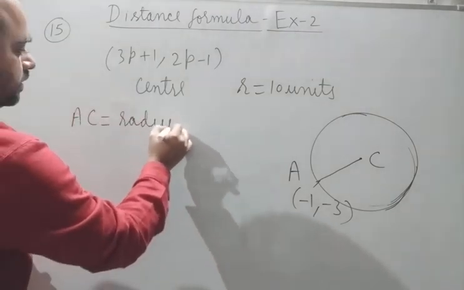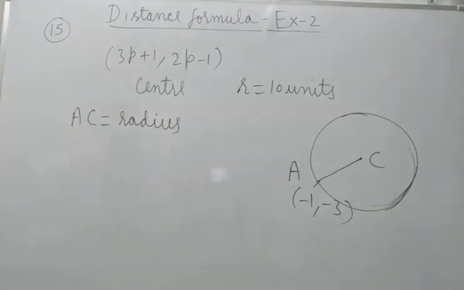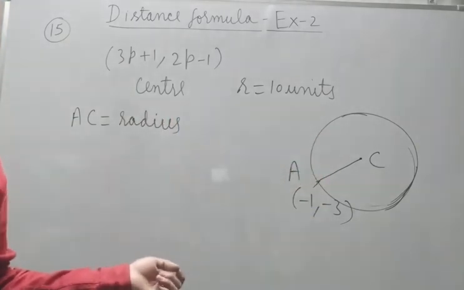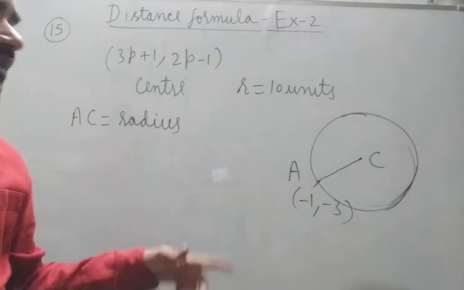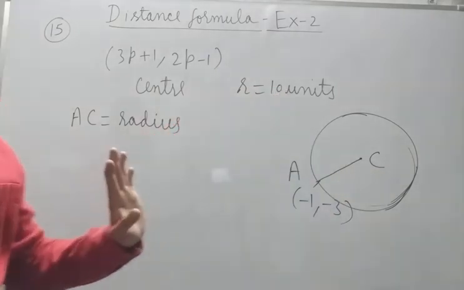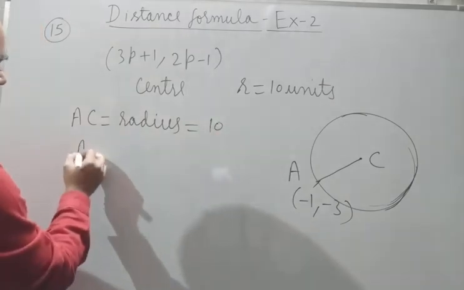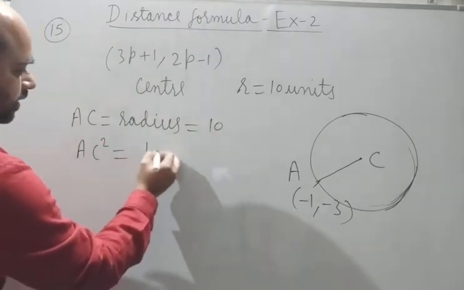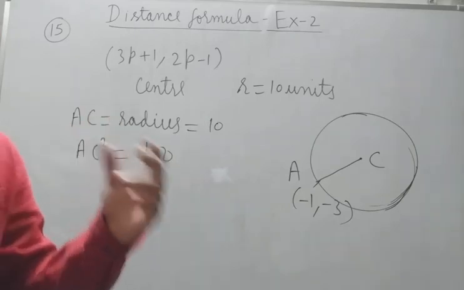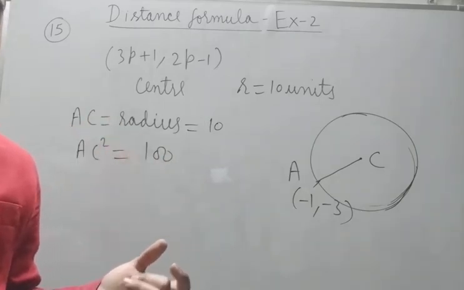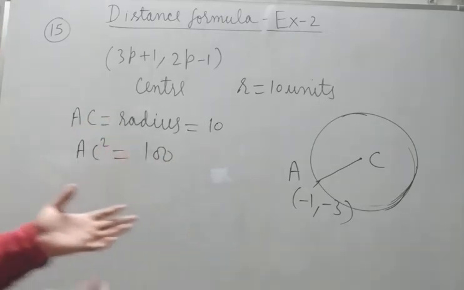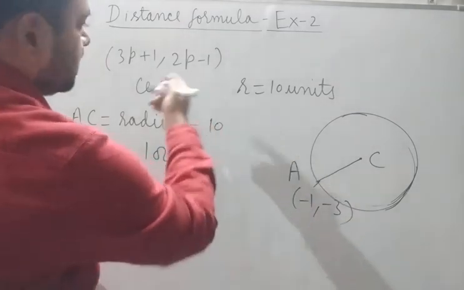Radius. Correct? The center is given, and the center joined to any point on the circumference gives the radius. Diameter is 20, which means the radius is 10. So the radius is 10, therefore AC square will be 100. Squaring means the square root of the distance formula will vanish. Correct? So what will give AC square?